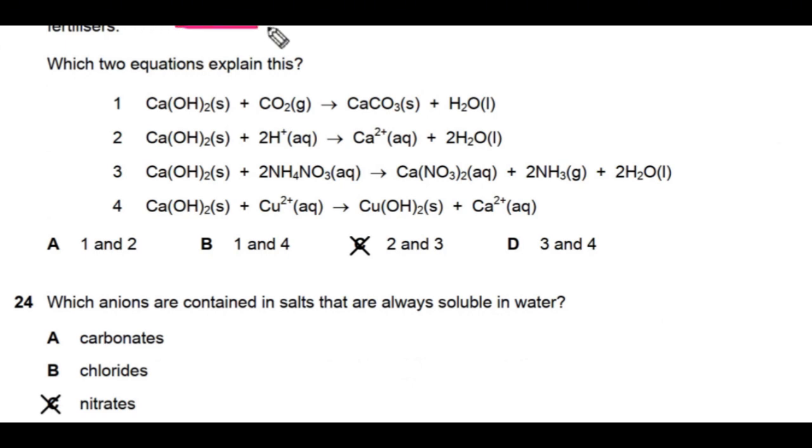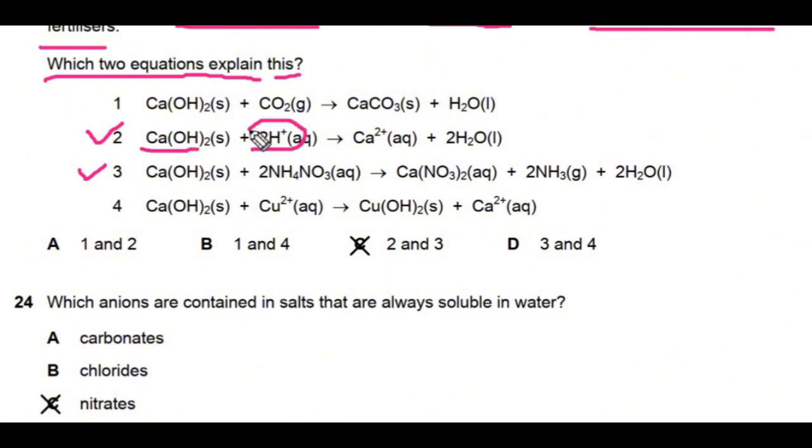The addition of calcium hydroxide, which is an alkali, to soil reduces its acidity but also reduces the efficiency of fertilizers. Who can explain this? This is 2 and this is the right answer. Why? Calcium hydroxide reacts with hydrogen ions from the acid to form calcium ions and water. So it neutralizes the acid and acidity decreases. This is true. Number 3 is correct.